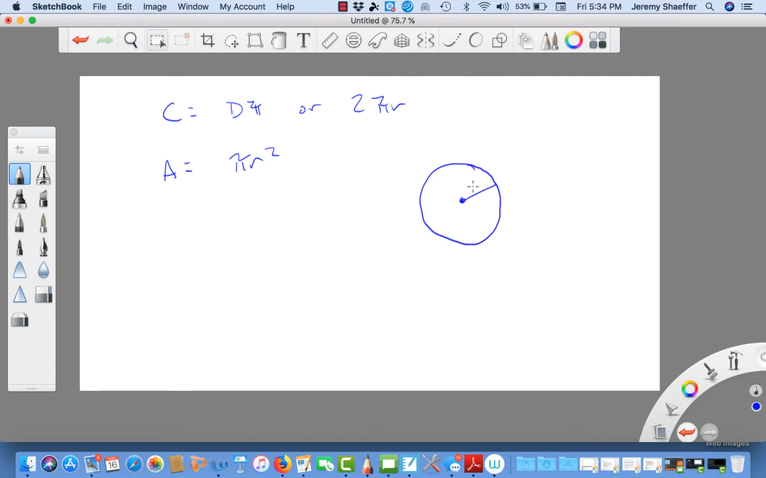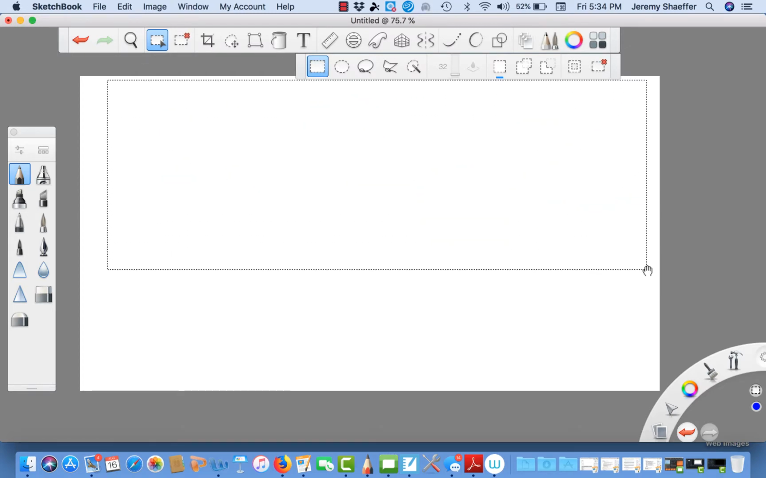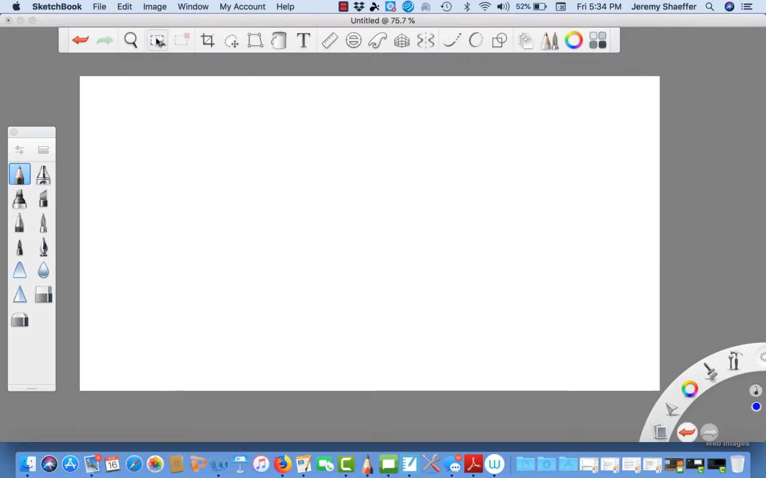If we have a radius of 3, the diameter would be a total of 6. However, in the area, if we have a radius of 3, that means 3 squared, which is equal to 9. So 9 pi would be our answer for area, and for circumference it would be 6 pi. Those are different answers, so you have to be careful when doing these math problems to find out whether you're after the circumference or the area.